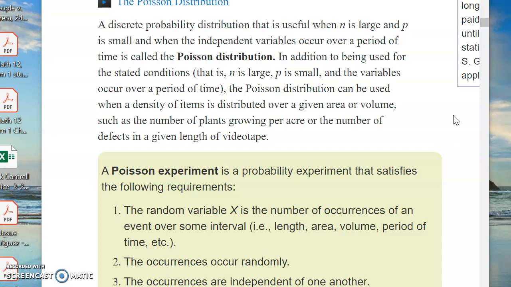And then it's used less often, I would say, to approximate the binomial distribution. The reason it's used less is that we really don't need these approximations that much anymore, because we've got computers that can calculate these things very, very quickly.